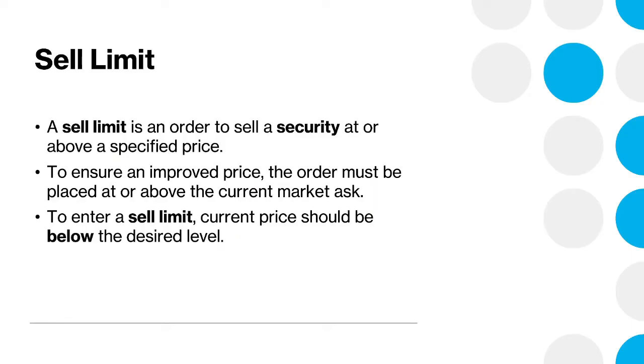A sell limit is an order to sell a security at or above a specified price. To ensure an improved price, the order must be placed at or above the current market ask. To enter a sell limit, the current price should be below the desired level. To give you a clear image of how it should look, let's jump back to the markets so I can show you.